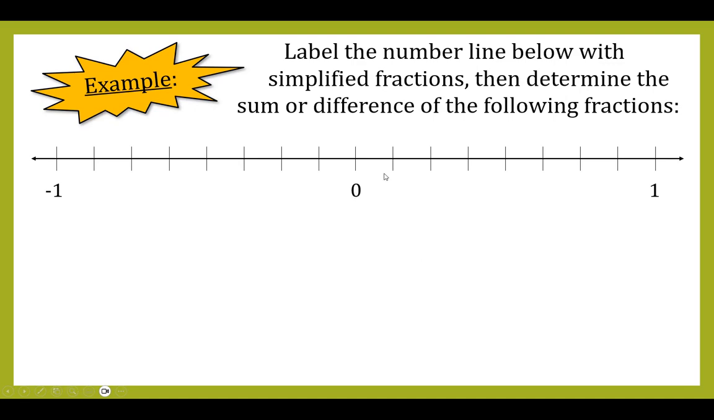So here I have 1, 2, 3, 4, 5, 6, 7, 8. There are 8 intervals. I have the number 1, so this is a value of 1 on the number line. So each interval is worth 1/8. So I'm going to go ahead and label that 1/8, 2/8, 3/8, 4/8, and so on. And then this one would be 8 over 8, which reduces to 1.